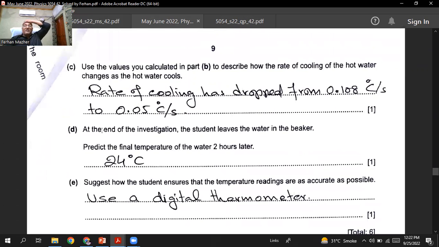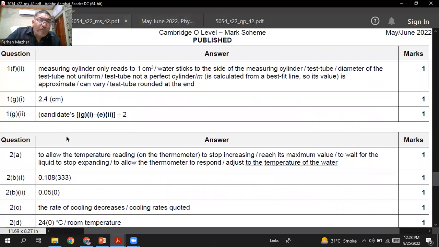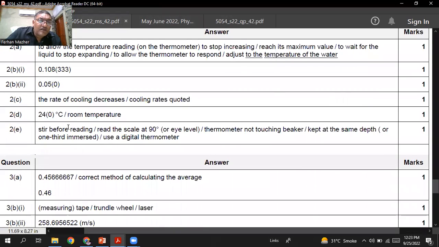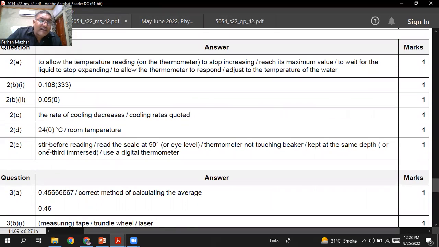Use the values you calculated in part B to describe how the rate of cooling of the hot water changes as the hot water cools. So the rate of cooling has dropped from 0.108 degrees centigrade per second to 0.05 degrees centigrade per second. So this is question number 2. The marking scheme is showing up on your screen.